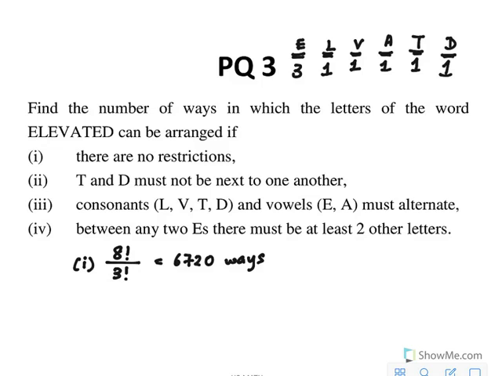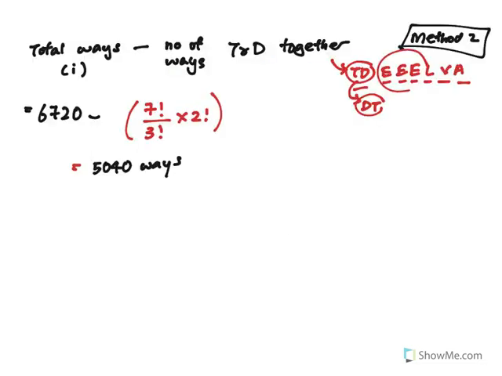The consonants and the vowels must alternate. So let's look at this as an alternating problem. The consonants could be taking the odd number places, and the vowels are taking these places.